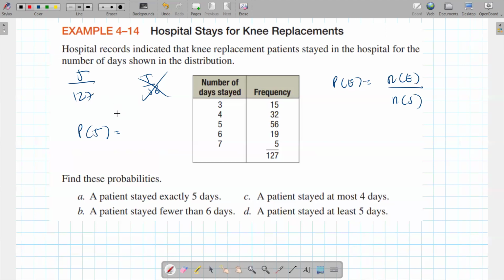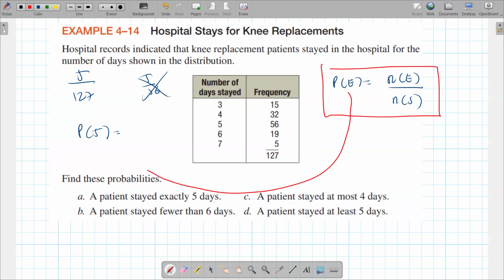Okay, I'll tell you why you're wrong. So this is the formula, right? We're looking for P of 5. Here, your event itself is staying in a hospital for 5 days. That's your event. That's neither NE, that's neither NS. NS is always the total. What's our NS here?